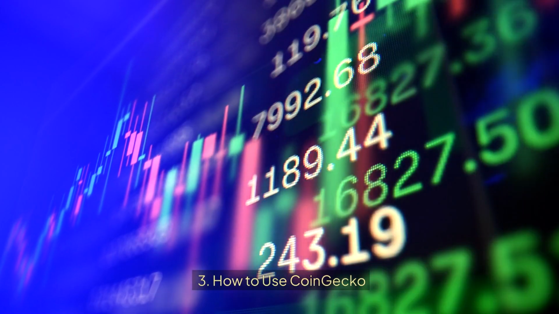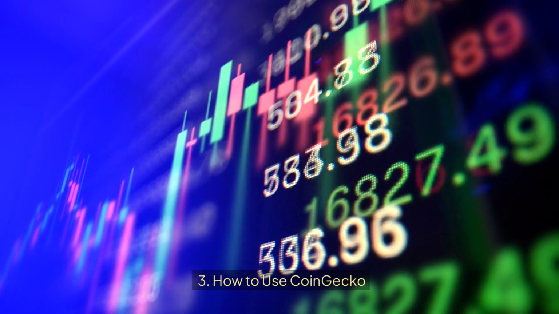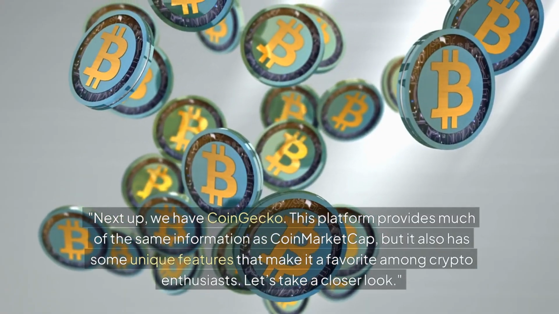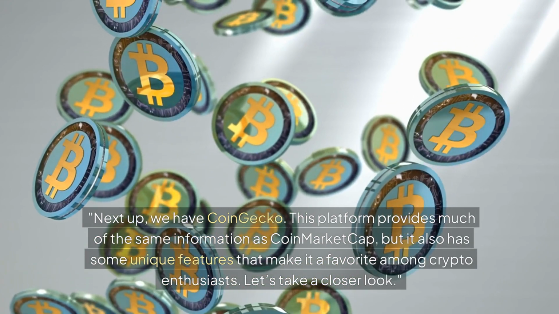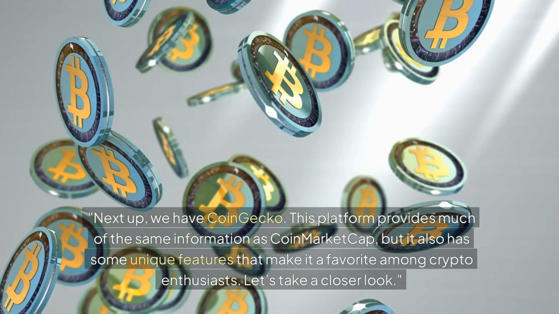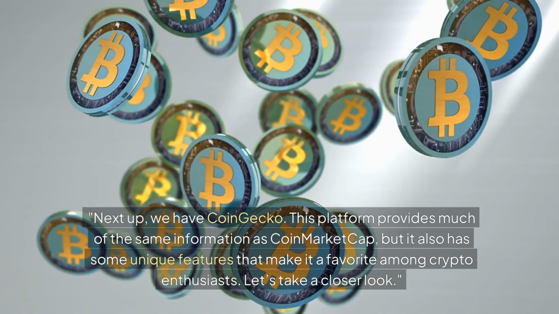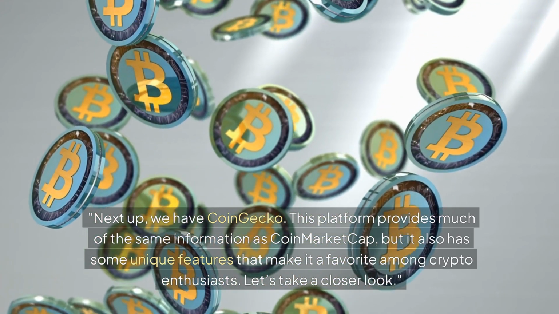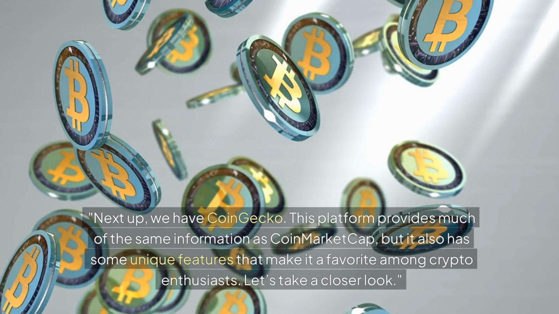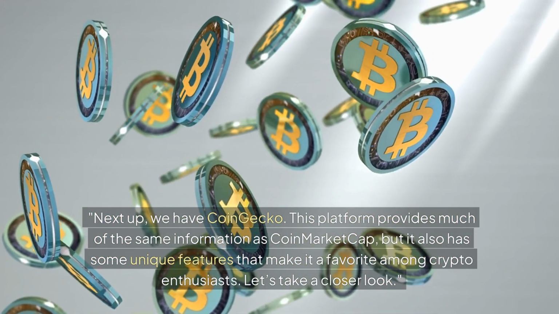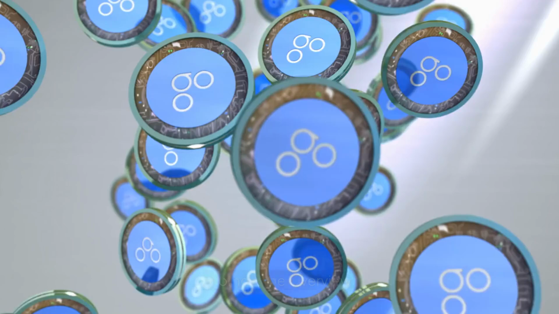3. How to use CoinGecko. Next up, we have CoinGecko. This platform provides much of the same information as CoinMarketCap, but it also has some unique features that make it a favorite among crypto enthusiasts. Let's take a closer look. Navigating CoinGecko. Homepage overview.